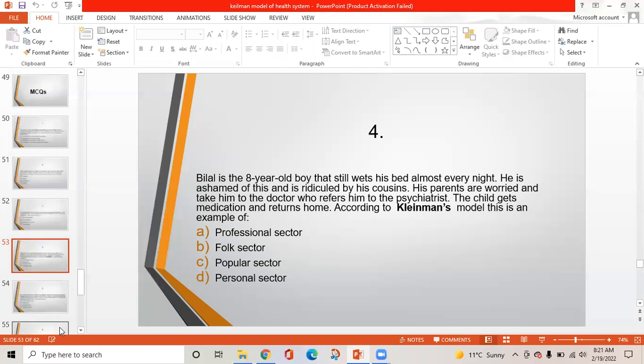D. Option A is the right one because he was taken to a psychiatrist. So it comes under the domain of professional sector. Option A is the right one.